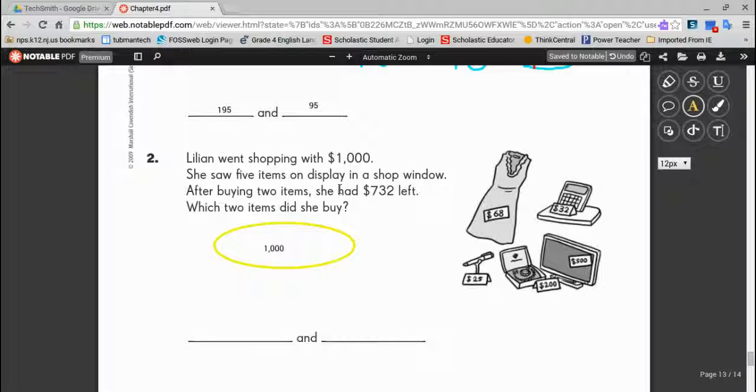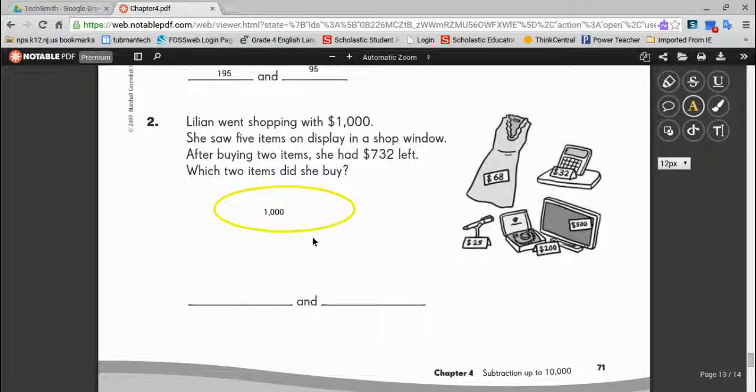After buying 2 items, she had $732 left. So with my $1,000, she spent some and she has some left. So here, I know that I am taking my 1,000 and I'm spending some of it. So I'm going to draw a line. This is how much I spent. If I spent this much, this is what I'm left with. So right now, I'm not left with 1,000 anymore. I'm going to cross that out. No, I can't.